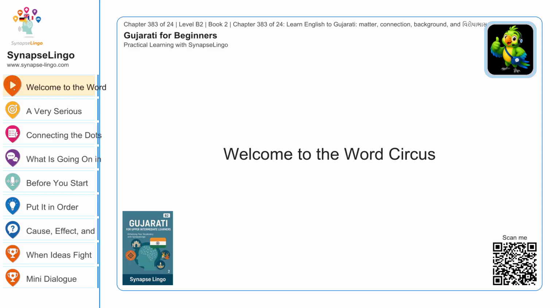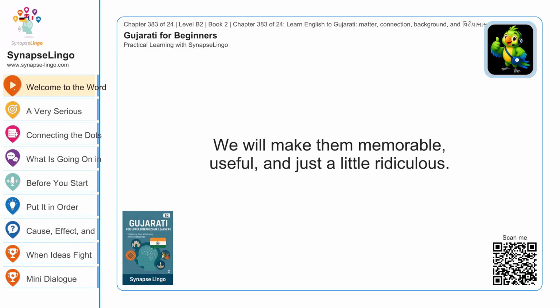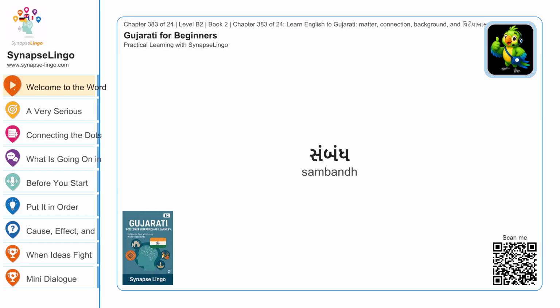Welcome to the Word Circus. Hey, you're about to learn some very smart sounding Gujarati words without sounding like a sleepy dictionary. We will make them memorable, useful, and just a little ridiculous. Today's star words are matter, connection, background, prerequisite, sequence, effect, consequence, and contradiction. In Gujarati, that is બાબત, સંબંધ, પૃષ્ઠભૂમિ, પૂર્વશરત, ક્રમ, અસર, પરિણામ, and વિરોધાભાસ.